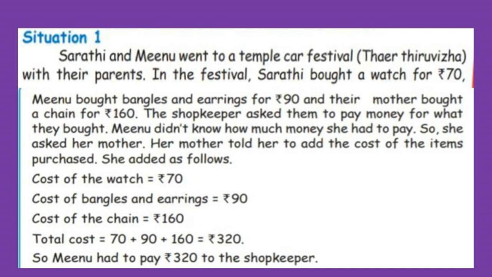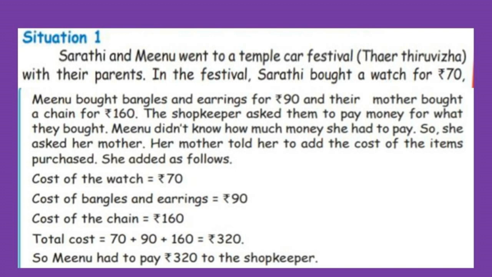The shopkeeper asked them to pay money for what they bought. Whatever they buy from that shop, they have to pay the money for that. Here, Meenu did not know how much money she had to pay, so she asked her mother. Her mother told her to add the cost of the items purchased. Now, what are they going to do? They are going to add all the three things after purchasing everything.